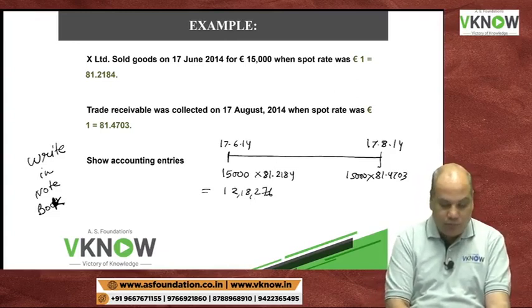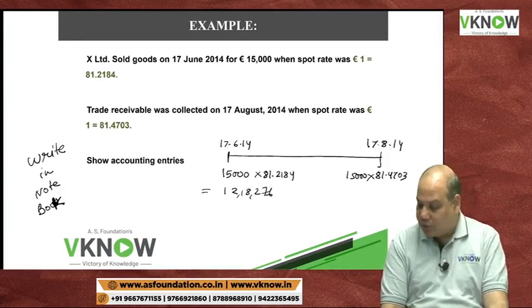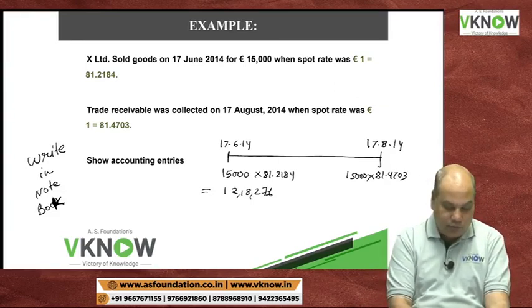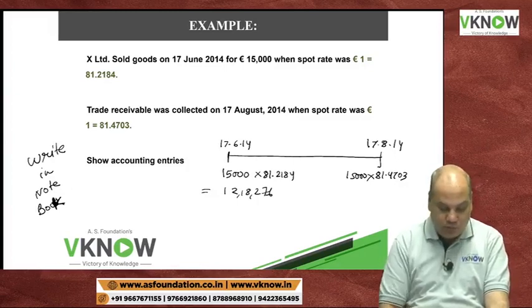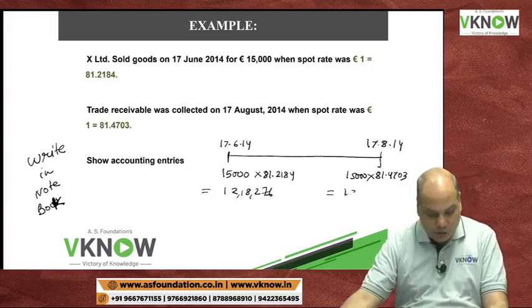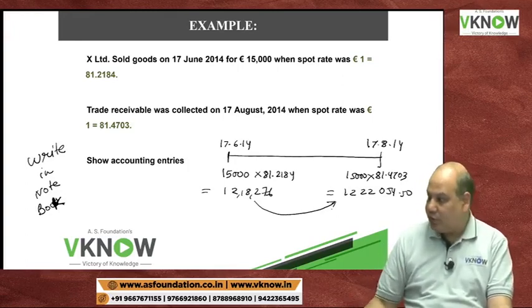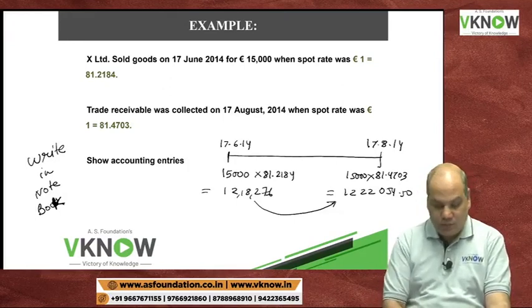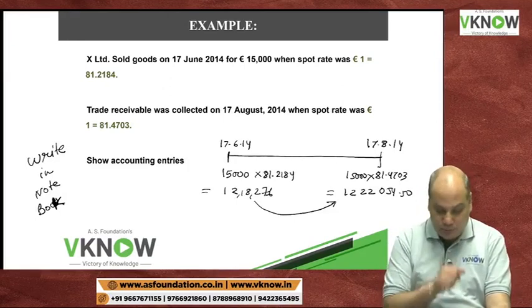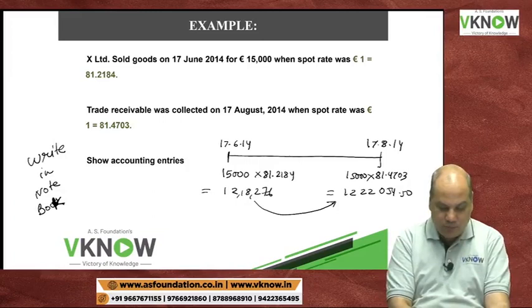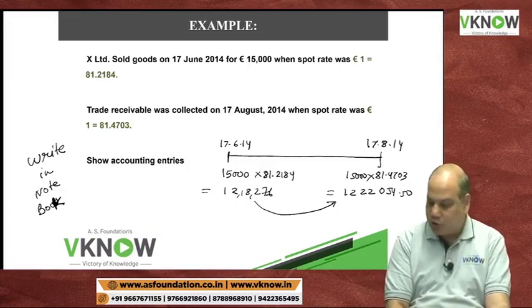And then when you collect the amount, that day the rate was 81.4703. So you are going to receive 12,22,054.50. Oh, again happiness. Check the calculation. You are receiving more, so you will be happy, because you will receive more.